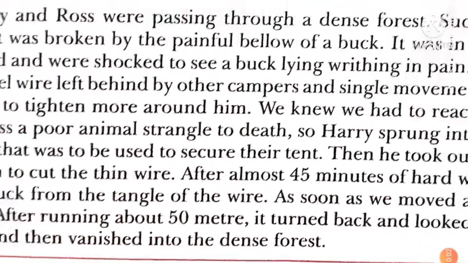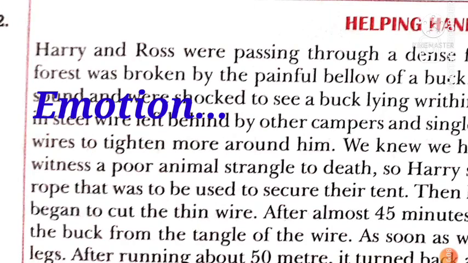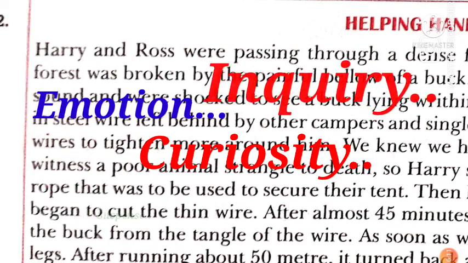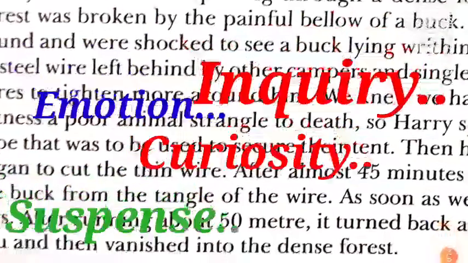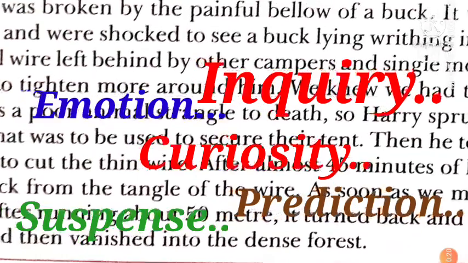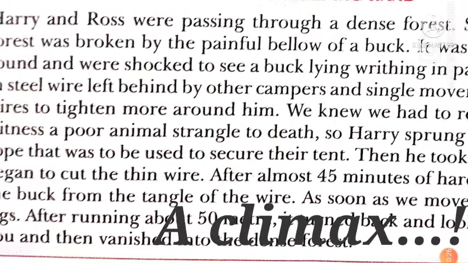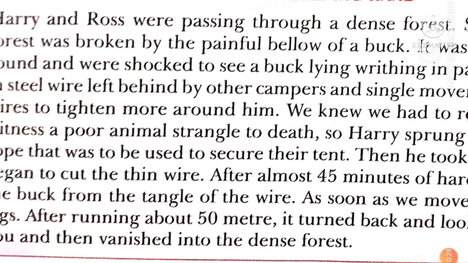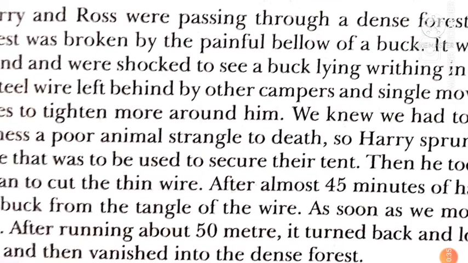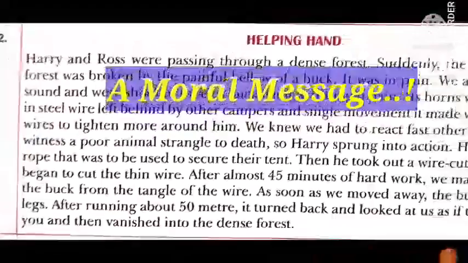So that's how the story goes. You see, there's everything in the story. It has emotion, it has curiosity, the inquiry, a little suspense, and prediction as well. The child can predict what happened next, and it has a very wonderful ending as well. It has a climactic ending. Yes, the child can predict that the deer would be thankful to Harry and Ross, who both have done this wonderful job of rescuing the buck. And lastly, it has a moral message as well.